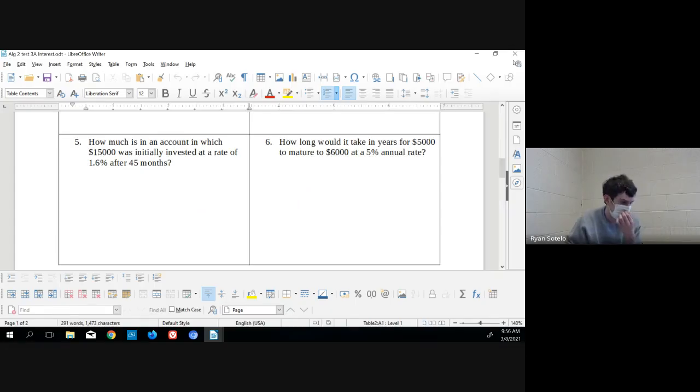All right, for 6, now they want the time. They want the t. They want you to solve for t. They want the number of years. How long would it take in years for $5,000 to mature to $6,000 at a 5% annual rate? So you're still going to use your formula. So the interest that you would grow to go from $5,000 to $6,000 is $1,000.